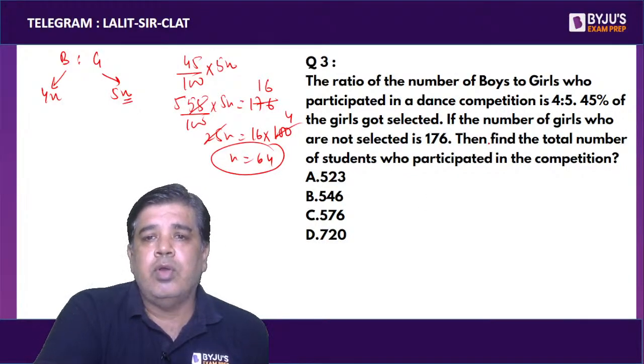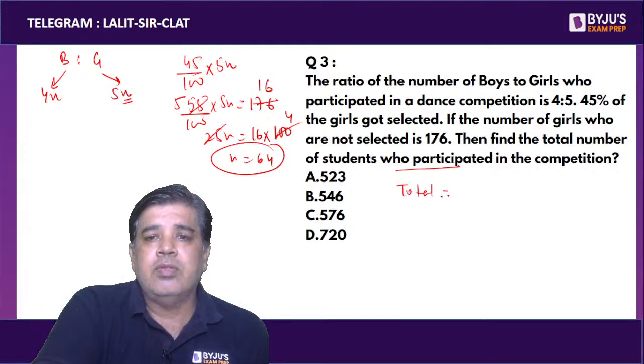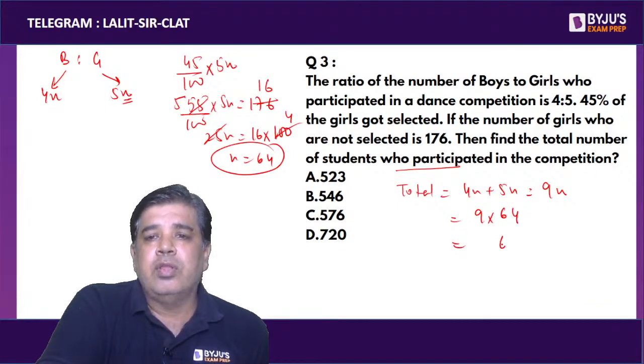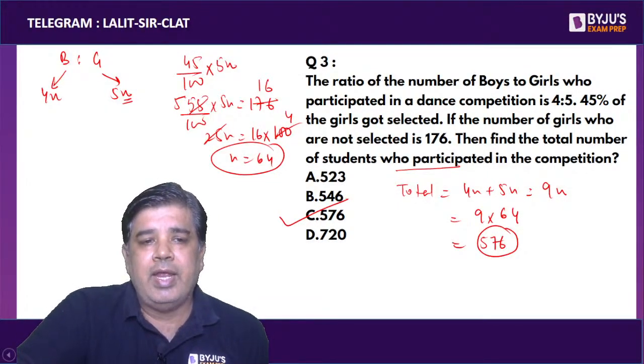The question is, what is the total number of students who participated? Total is 4x plus 5x, that is 9x, where x is 64. 9 into 4, 36, carry 3, 54 and 3, 57. So 576 is the total number of candidates.